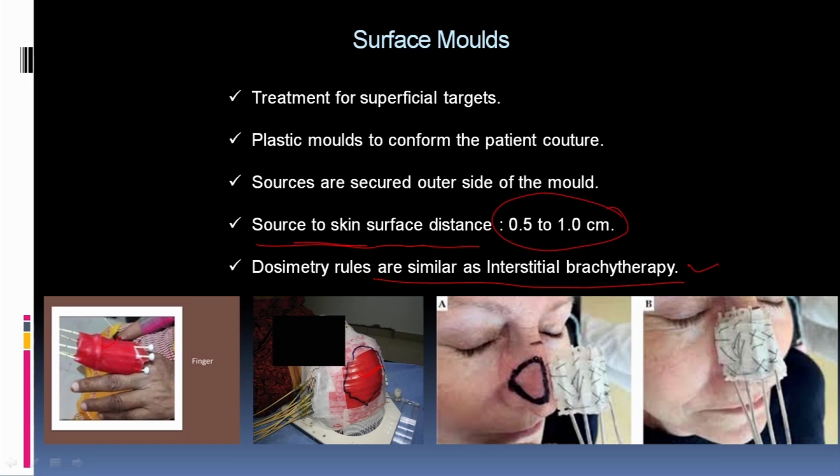You can see from this figure, these are superficial lesions, this is the nose region we want to treat, and these are the tube applicators which are applied outside this mold, and this mold conforms to the contour of the nose. These tubes are connected to our brachytherapy units, and this is all about surface mold.